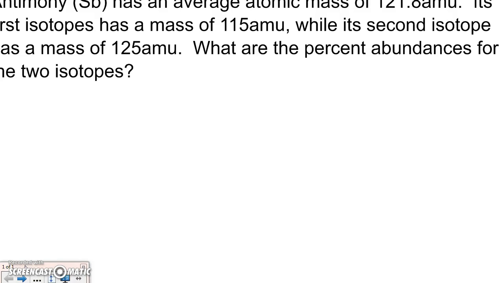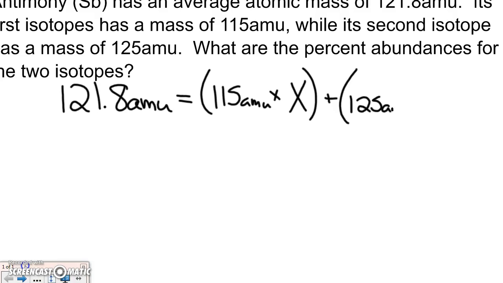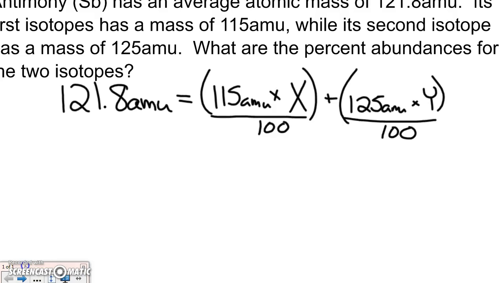So we're going to start again with our generic formula of average atomic mass, so 121.8 is equal to the mass of the first isotope, 115, times its percent abundance, which we don't know, so we're going to call it X. We're going to add that to the mass of the second isotope, which is 125 AMU, and we're going to multiply that one by its percent abundance. Since it's a new percent abundance, we're going to call it Y. Make sure you divide by 100, because we want everything to be in our decimal form.